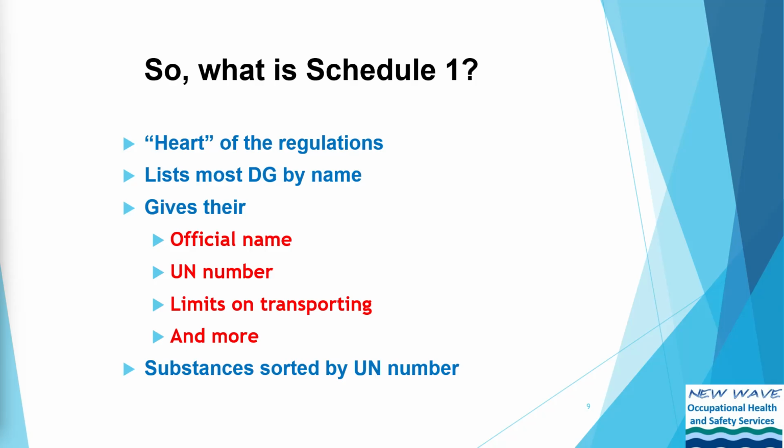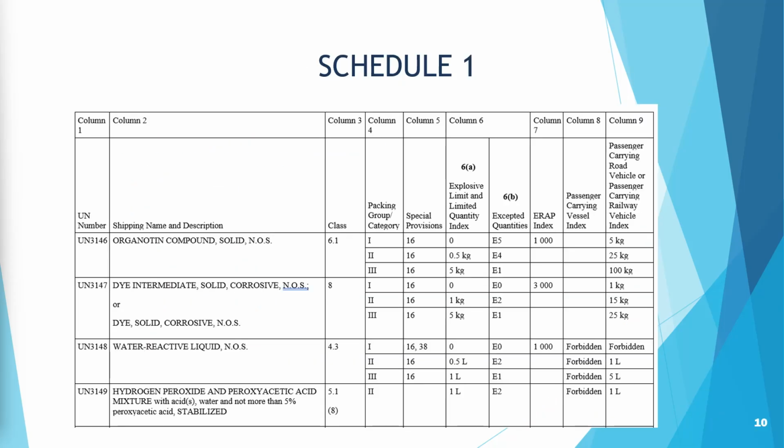Now, products in Schedule 1 are sorted by UN number. This is an excerpt from Schedule 1. Simply a random page, and you can see in the left-hand column the UN number in ascending order.